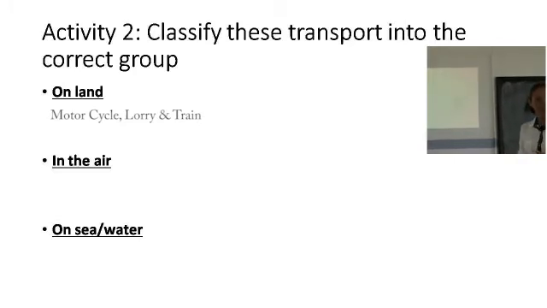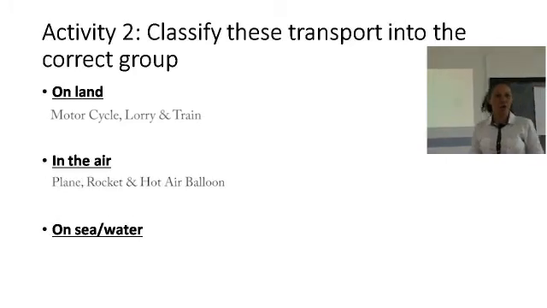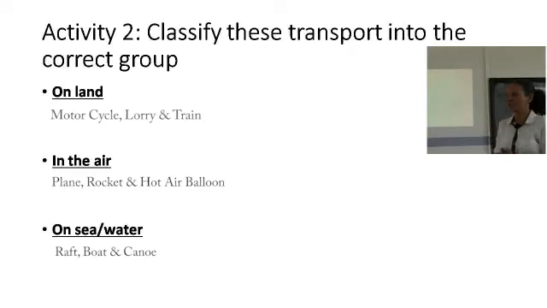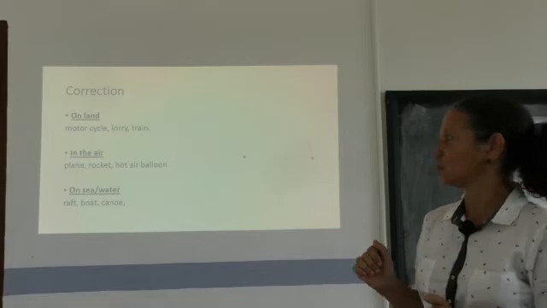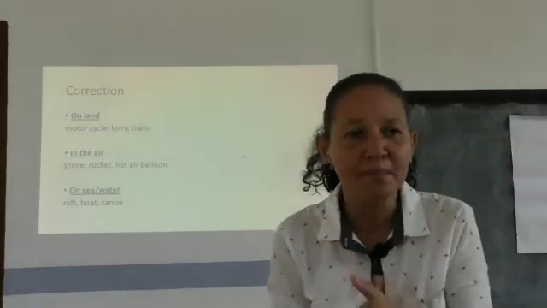We have the plane, the rocket, and the hot air balloons. On sea and in water, we have the raft, the boat, and the canoe. Very good. I'm sure that most of you have been able to identify the different transport under which group they go in. So give yourself a big clap for doing that.